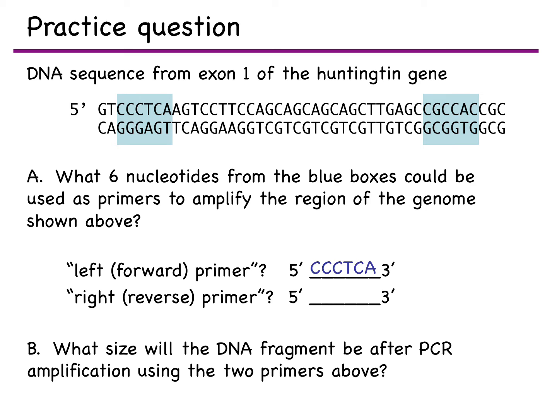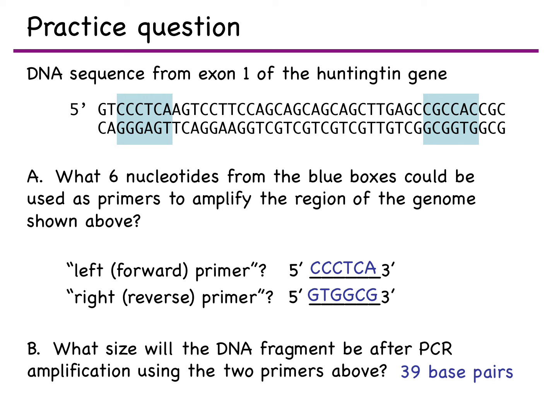Okay, so hopefully when you looked at this, you sort of said the left or forward primer is going to have this sequence that I'm showing you here, and the right primer is going to have the sequence that's shown in the bottom strand, okay? And now the next question is, what size will the DNA fragment be after PCR amplification using the 2 primers above? So you can take a moment to count up the number of nucleotides to see if you've got this right.